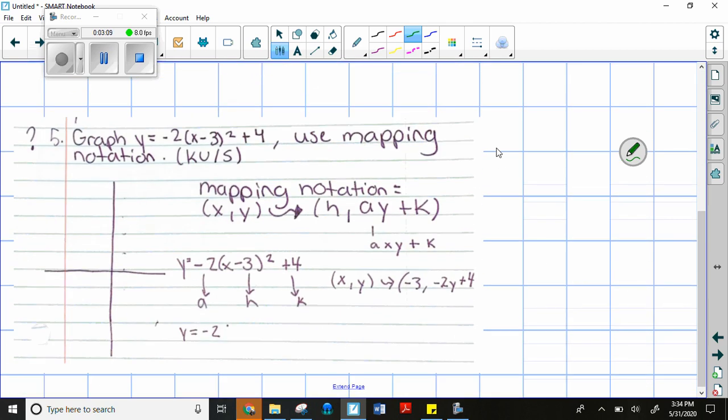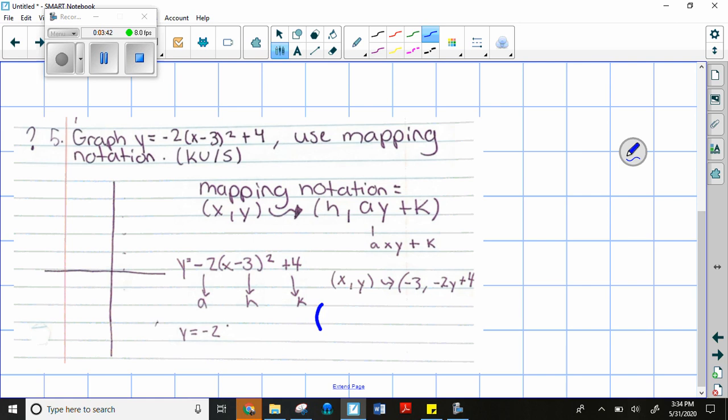Okay, using the mapping notation. So mapping notation is using the equation you've given and applying algebra to the coordinates. A multiplied by y plus k. So our mapping diagram adds or subtracts h to the x value, and then it multiplies y by a and then adds or subtracts the k value. So for us, our mapping diagram would be, yeah, you've got it here.